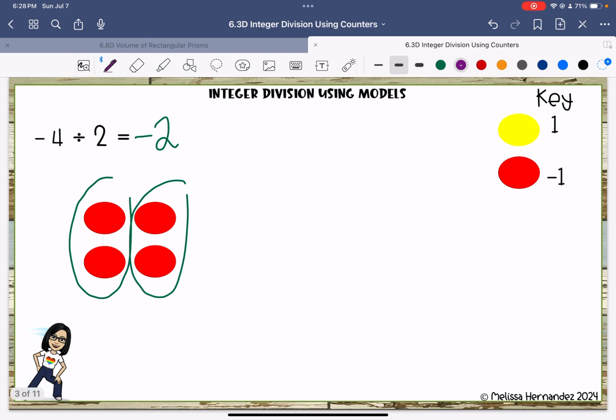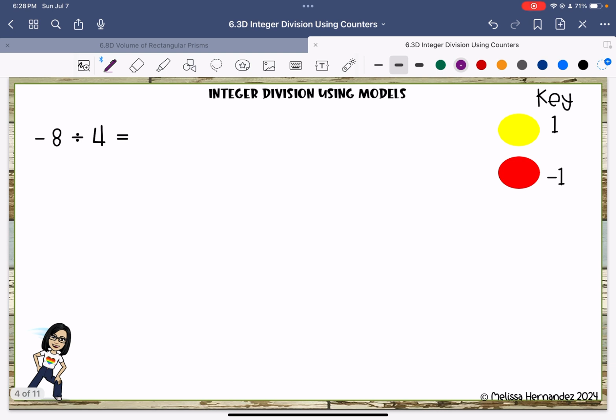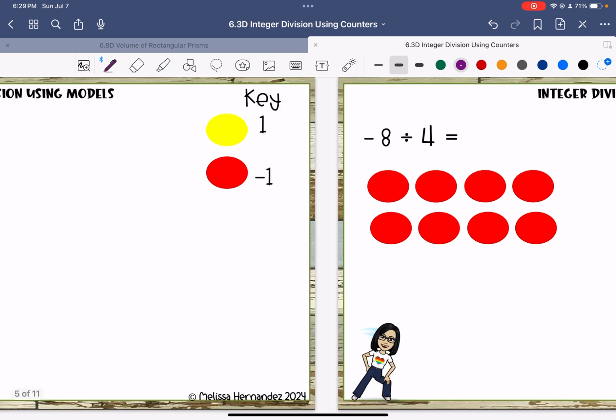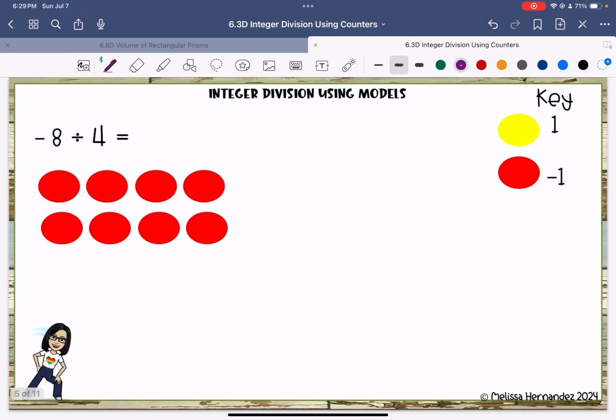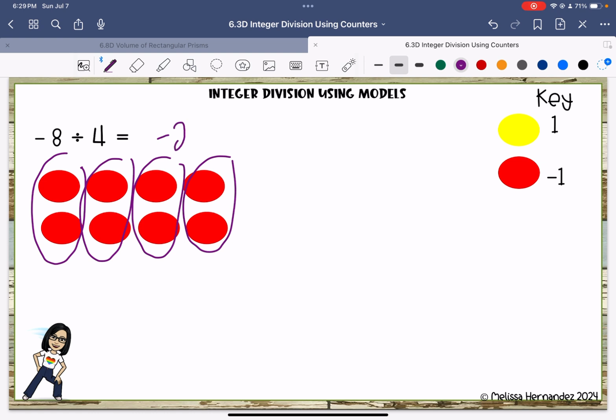All right, for our next problem we have 8 negatives and we're going to split them into groups of 4. What that means is we get 8 negatives and split them into 4 groups, and each group has 2 negatives. If you think about it, you have 4 groups of -2, and then your total is -8. Okay, so we're going to go on to the next one.